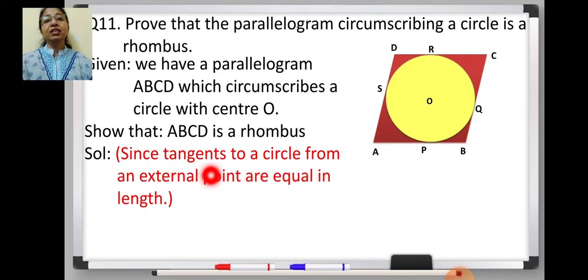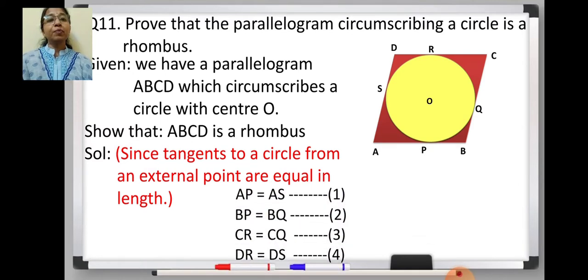So since the tangents to a circle from the external point are equal in length, what are the equations we'll be getting here? AP is equal to AS. So from this point A we have drawn 2 tangents, AP and AS, they are equal in length. Then BP is equal to BQ, then CR is equal to CQ and DR is equal to DS. Right? So these are the 4 equations. Number them as 1, 2, 3, 4 and next is add them.